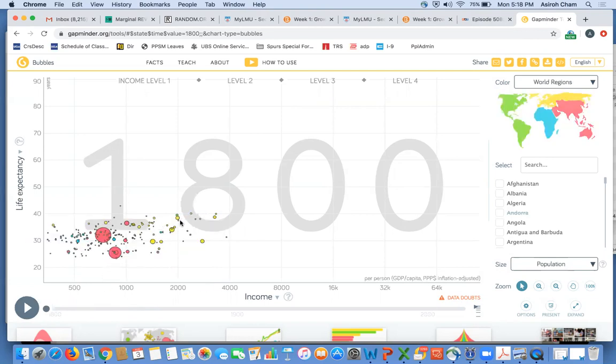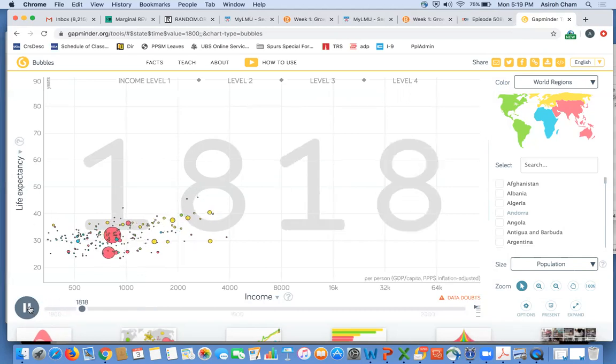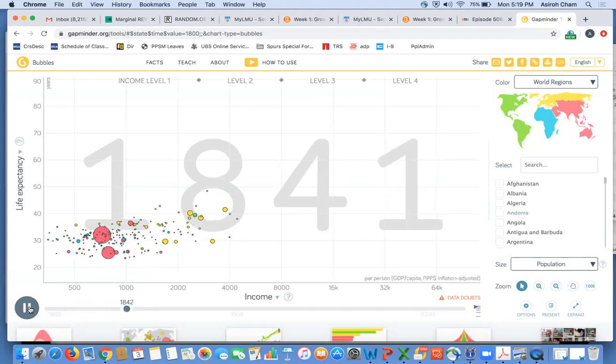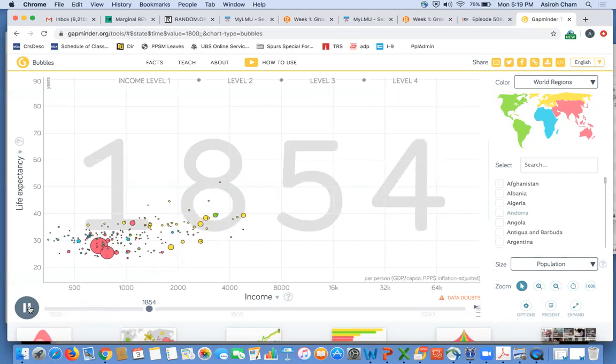And so you can see that relationship, and then we're going to push play, and we'll see how this evolves over time as we're going to see the countries all get richer and the life expectancies shoot up. So this is basically the industrial revolution. We're going to see the industrial revolution play out around the world in real time, not in real time, in a very fast time right in front of us.